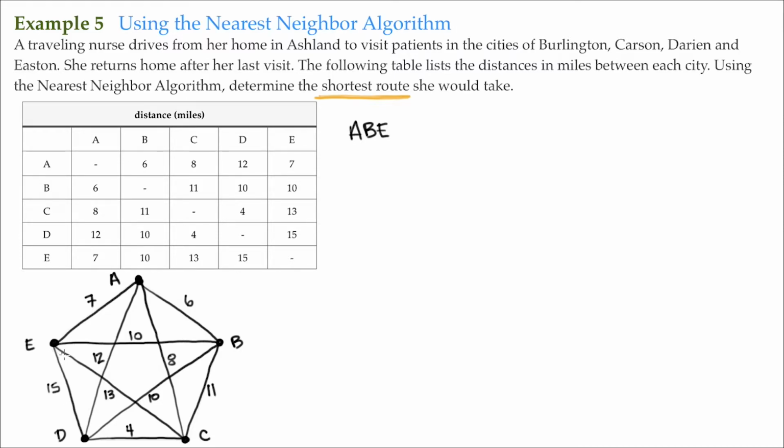So if I go down to Carson, that's 13 miles. If I go down to Darien, that's 15 miles. So I'm going to go down to Carson right here. That's closer in distance than it would be to Darien. Then from Carson, the shortest one would be to Darien right here, 4 miles. Now we've got all the vertices accounted for. We then go from Darien back home up to Ashland. That's 12 miles.